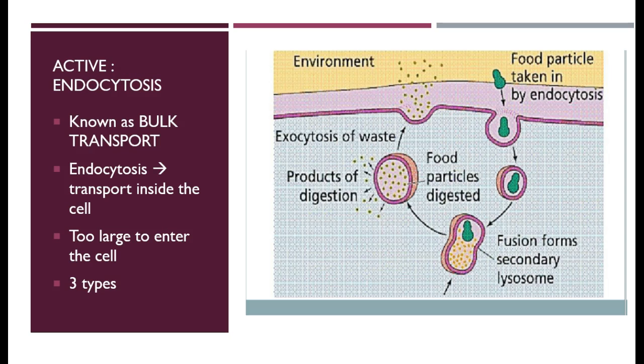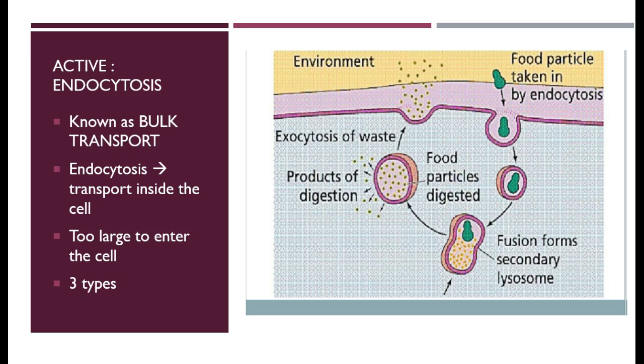Endocytosis is another form of active transport. It is known as bulk transport. Endocytosis is the process of transporting substances inside the cell. This is because when there is a substance which is too large to enter the cell, it is taken in by endocytosis. There are 3 types.